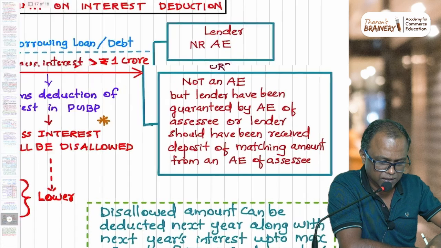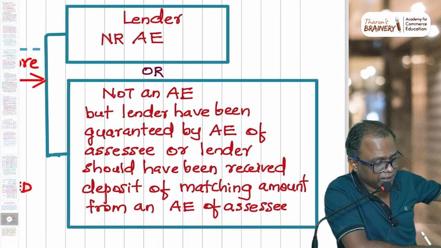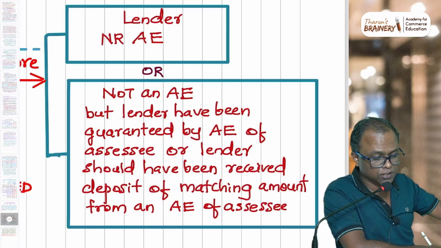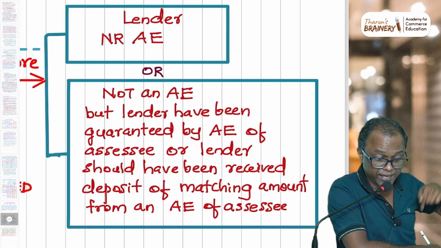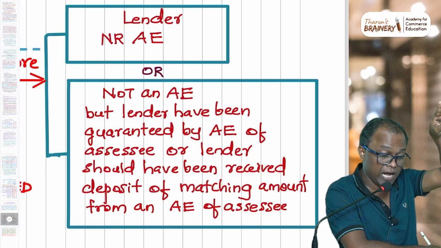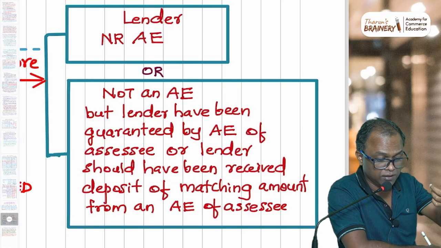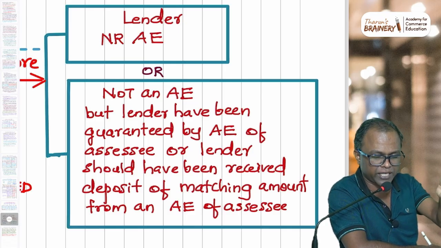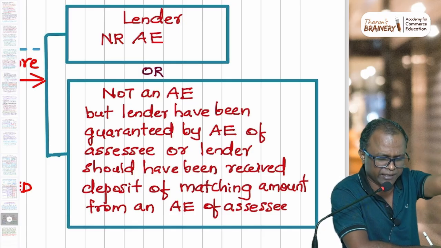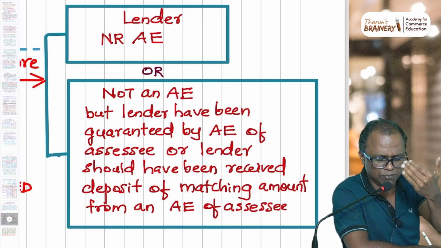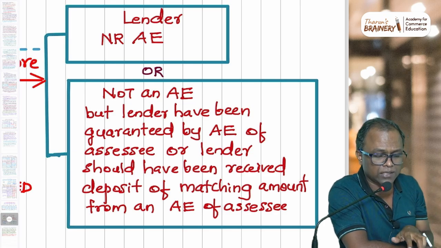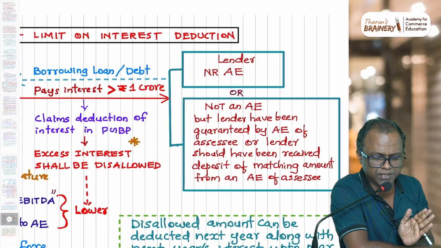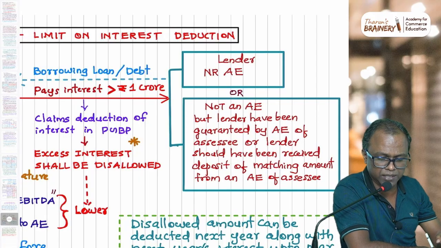So they are clearly saying the lender is not an AE, but the loan has been guaranteed by an AE of the assessee. That is, X Incorporation US company is an associated enterprise of Indy Limited. That X Incorporation gives a guarantee to Bank of America for an equal amount of 10 crore, or deposits a matching amount, or a similar amount is put as a deposit in Bank of America. Maybe they are getting interest for that deposit, but anyway, the loan amount and deposit amount are matching. Then instead of giving a direct loan, they are routing it through a third party. That is the idea. So even though it is not like that, if this happens, that third party will be treated as a deemed associated enterprise.